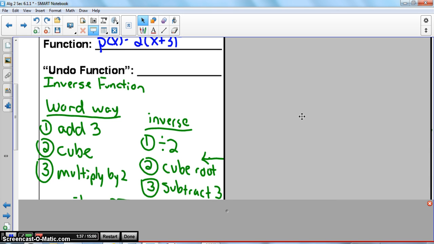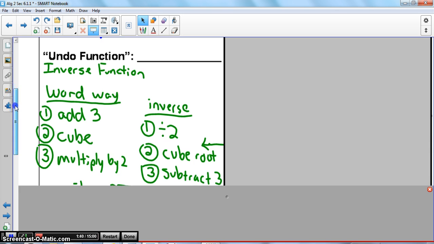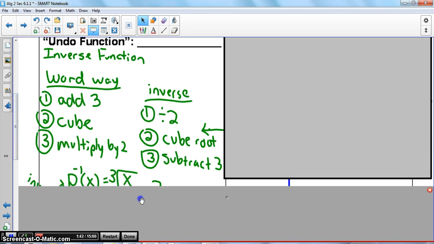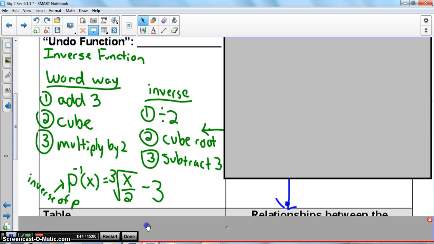We then need to write our equation. So we denote the inverse by using the p to the negative 1. That's denoted by the inverse of p. And then I usually just write an x. And then the first thing we did was divide it by 2. So that's why we have x over 2. Then we took the cube root of it. That's why that x over 2 is the cube root of that. And then we subtract 3.